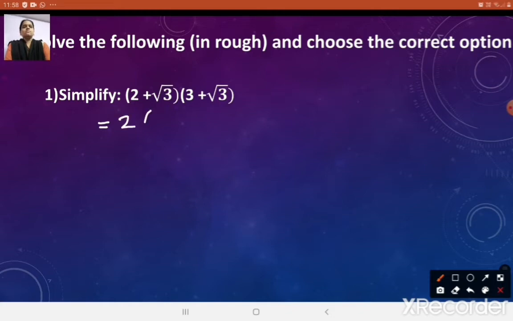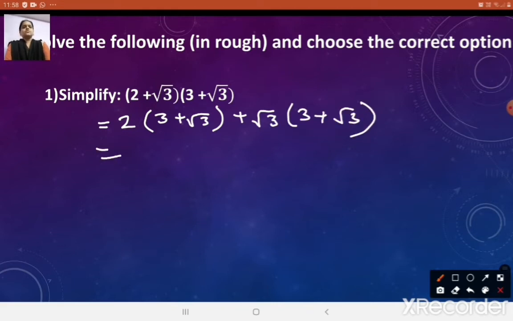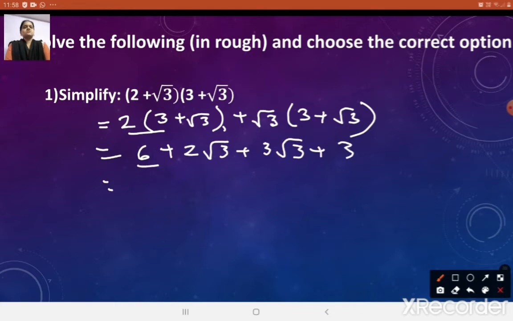So 2 multiplied by the second bracket, that is 3 plus root 3, plus root 3 times the second bracket again, 3 plus root 3. So 2 3s are 6. 2 into root 3 is 2 root 3. Correct? Then root 3 into 3 is 3 root 3, plus root 3 into root 3 is 3. So 6 plus 3 will become 9.